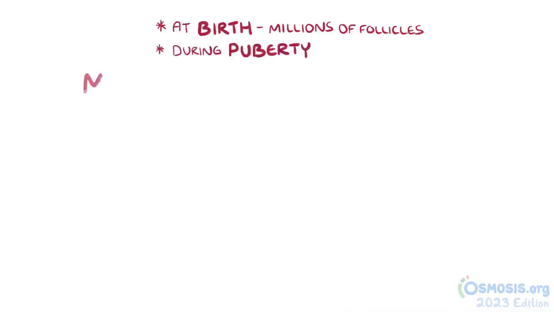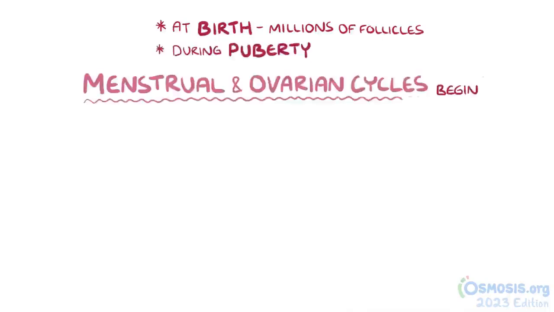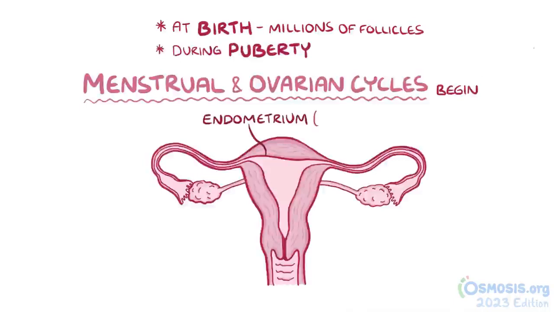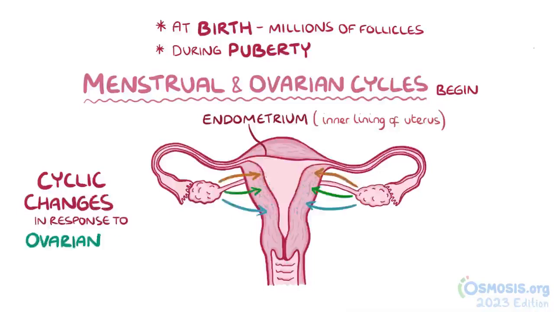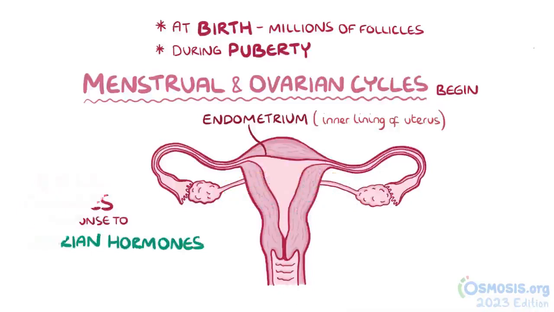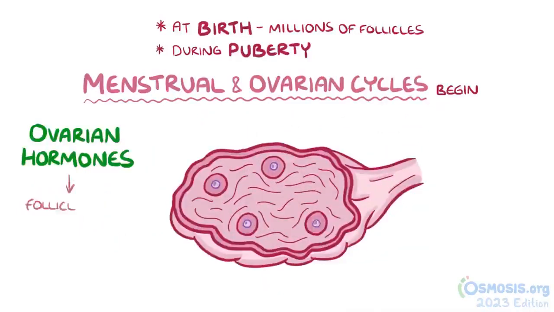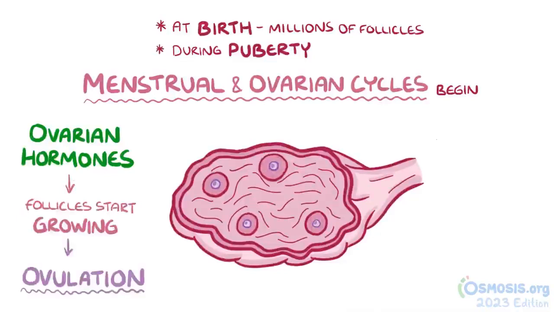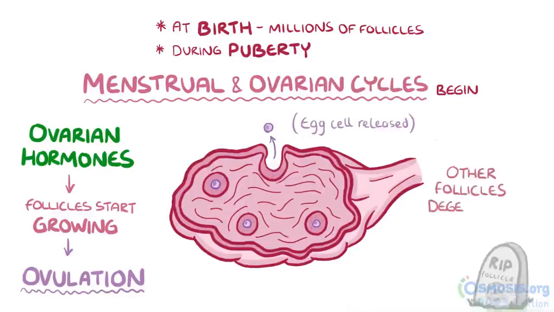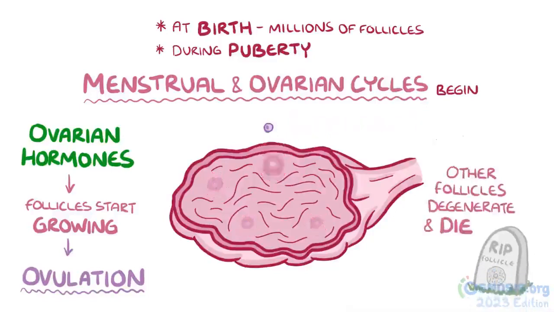During puberty, the monthly menstrual and ovarian cycles begin, which is when the endometrium, or inner lining of the uterus, goes through cyclic changes in response to the ovarian hormones. During the ovarian cycle, the ovarian hormones also help a handful of follicles to start growing. Eventually, there's ovulation, which is when a single follicle fully matures and ruptures, releasing its egg cell, while the other follicles degenerate and die off.